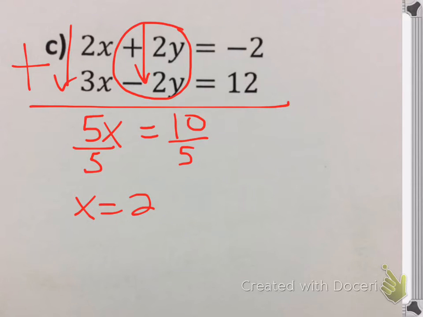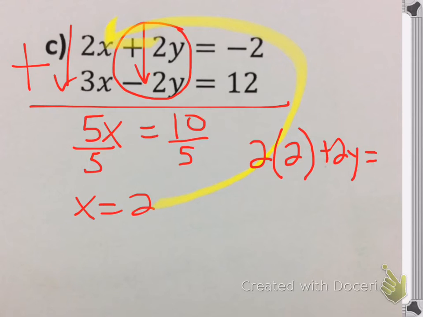I'm not done yet, though, because I have to take that 2, and I have to substitute it back up into one of my top equations. It doesn't matter which one you choose. I just usually put it in the top one unless the other one looks easier. So putting it back up into that top one would be 2 times x, but my x is 2, plus 2y equals -2. 2 times 2 is 4, so I have 4 plus 2y equals -2.